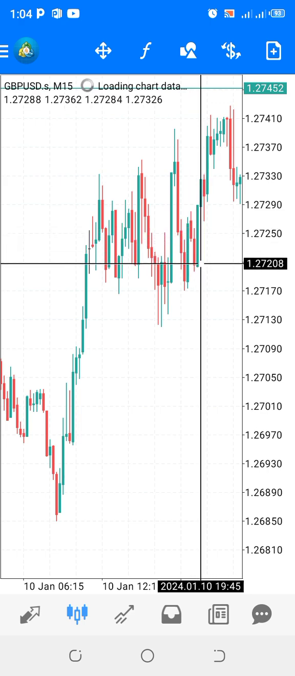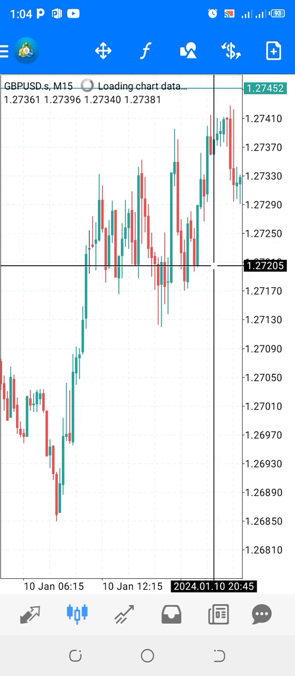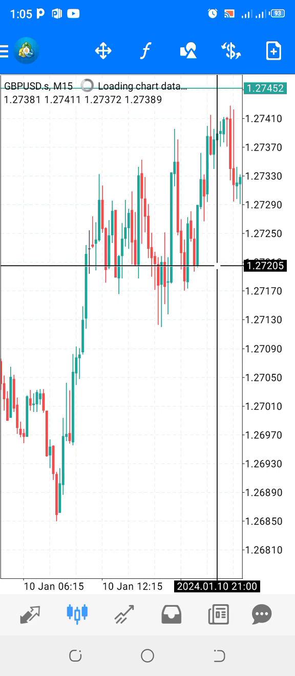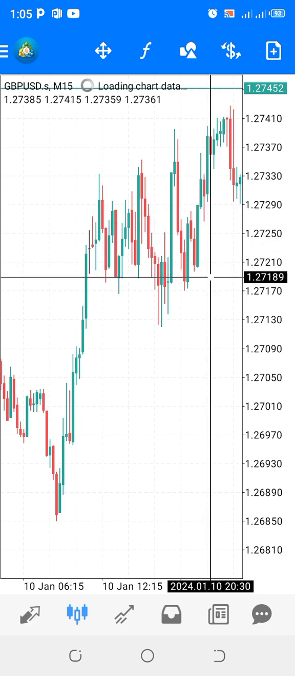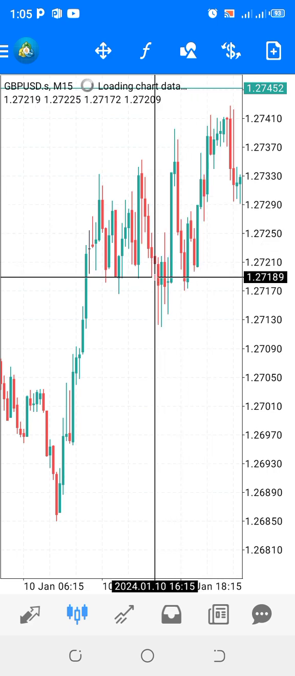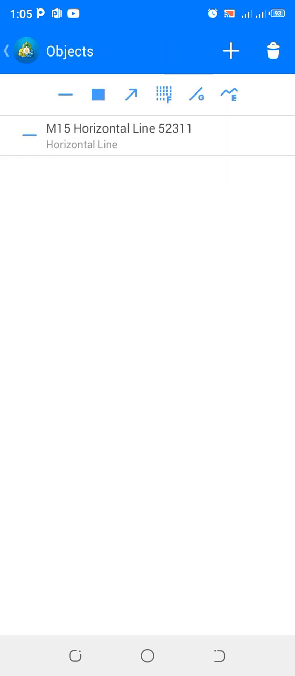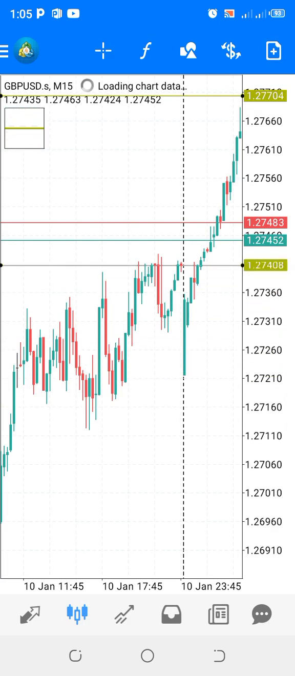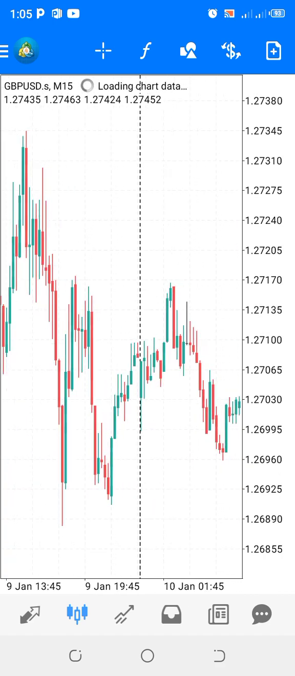So let's measure the break here. 2720, it closed at 2728, so it meets the requirement for an entry. So now we can see that horizontal line. Let's place a new horizontal line there at 2728.